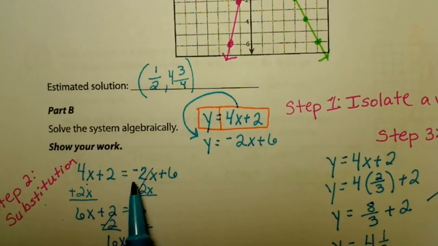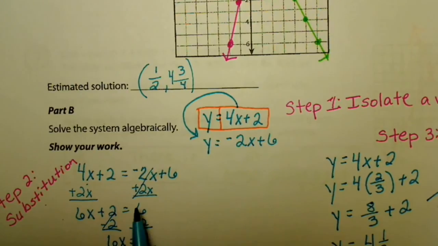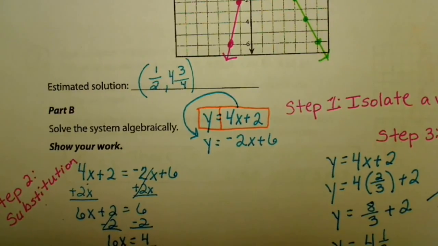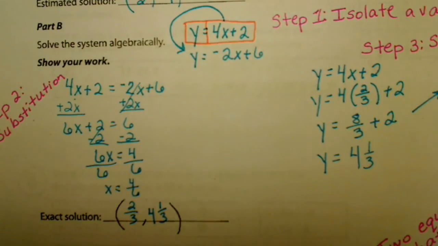4x plus 2 equals negative 2x plus 2. So this side is equal to that side. I used the steps for solving a multi-step equation. I got all of my variables on the same side, moved all of my numbers, and divided. From the 4/6, I simplified it by dividing the top and the bottom by 2, and that gave me 2/3.